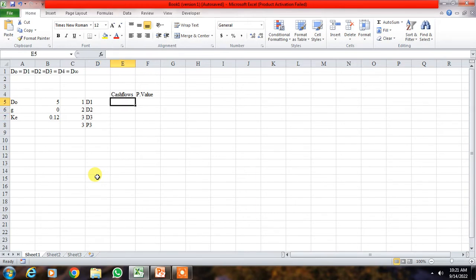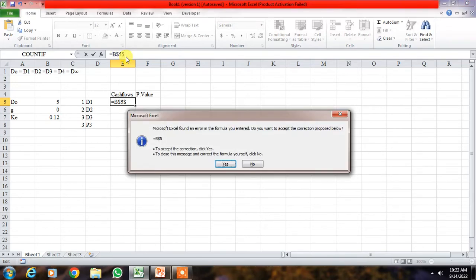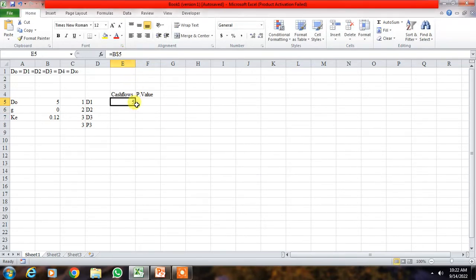So it means that your first dividend will be 5, and even your second dividend will also be 5, and third and fourth also 5. So there is no growth, the dividend will remain constant. And suppose the P3 is 30. So how to find out the present value of a common stock?